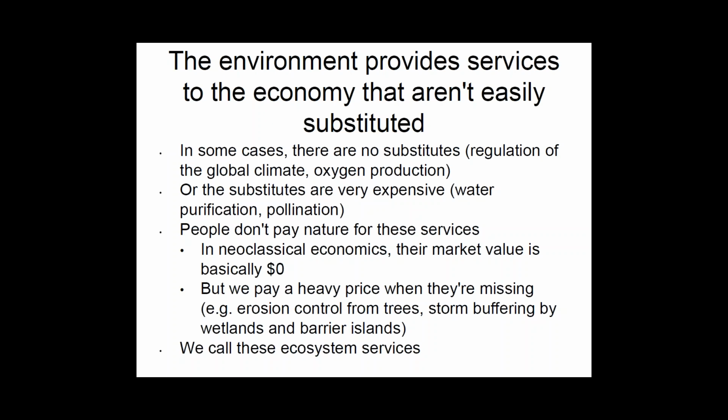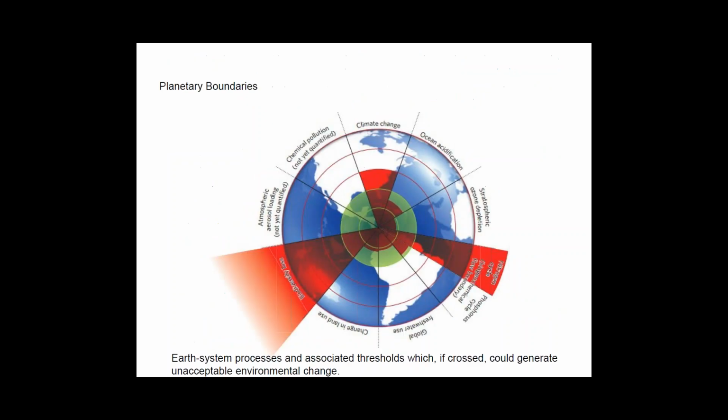And unfortunately, in traditional neoclassical economics, the market value of these things is basically zero. We don't have a value for them. But yet, when we lose them, we suffer. We suffer both economically as well as in other ways. All of these things that nature does for us that we don't pay for, we call them ecosystem services. And so those are all the things that nature provides to humans that are not a direct market transaction.